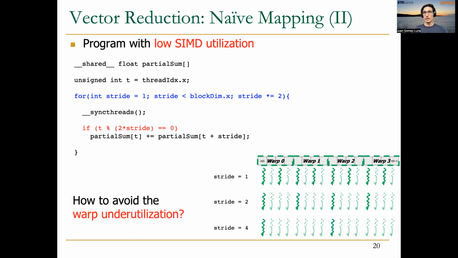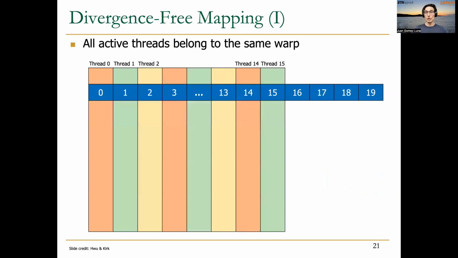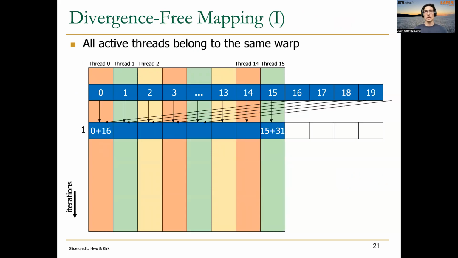So how can we avoid this warp underutilization? We can do a different mapping, a divergence-free mapping. In this case, we try to keep active threads that belong to the same warp. So instead of assigning even-numbered threads to the different elements of the array to perform the partial reductions, we assign consecutive threads to different elements in the array, and then we start performing the partial operations, the partial reductions.